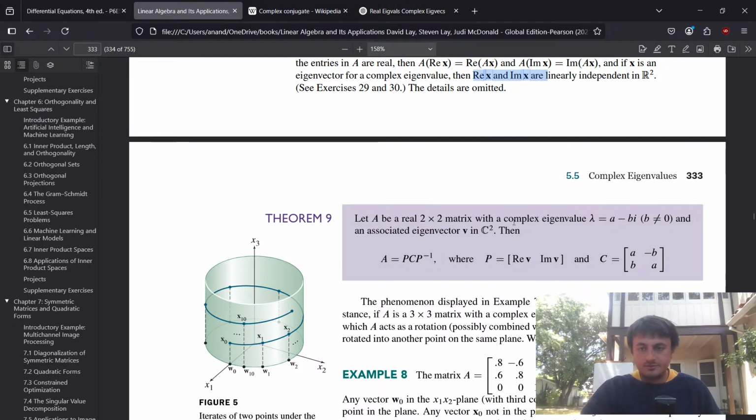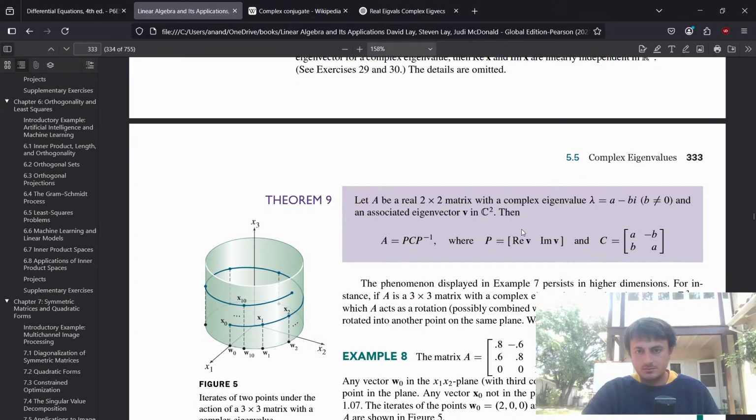Let A be a real 2 by 2 matrix with complex eigenvalue and an associated eigenvector v in C2.